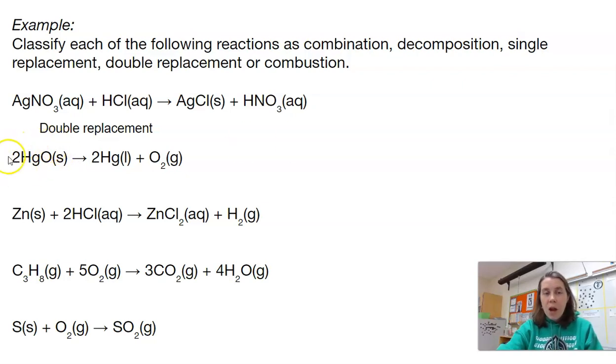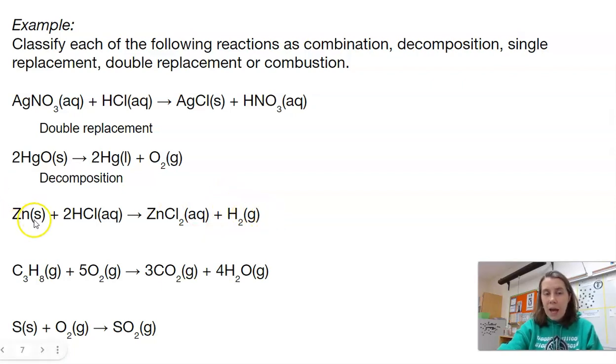Here we have mercury oxide, and we're making mercury and oxygen. So we had 1 starting material, 1 reactant, and we made 2 products. So we must be decomposing it. So this is a decomposition reaction. Our next one, we have zinc metal, and we have HCl again. All right, the zinc on the other side is now paired with a Cl, and the hydrogen is all by itself.